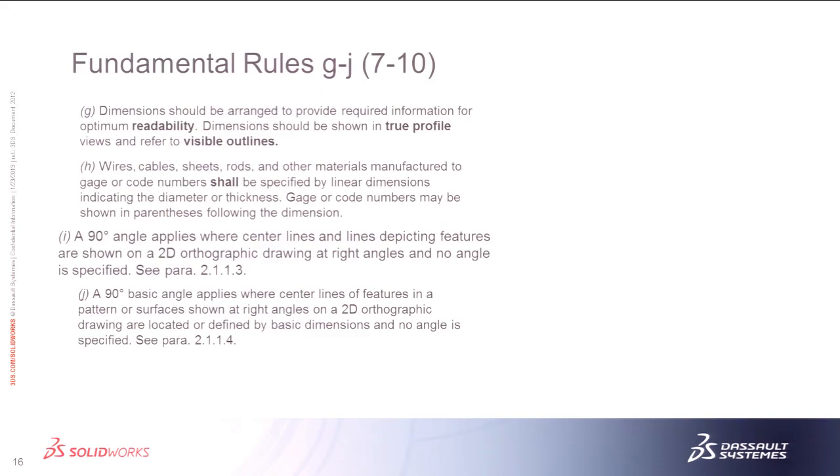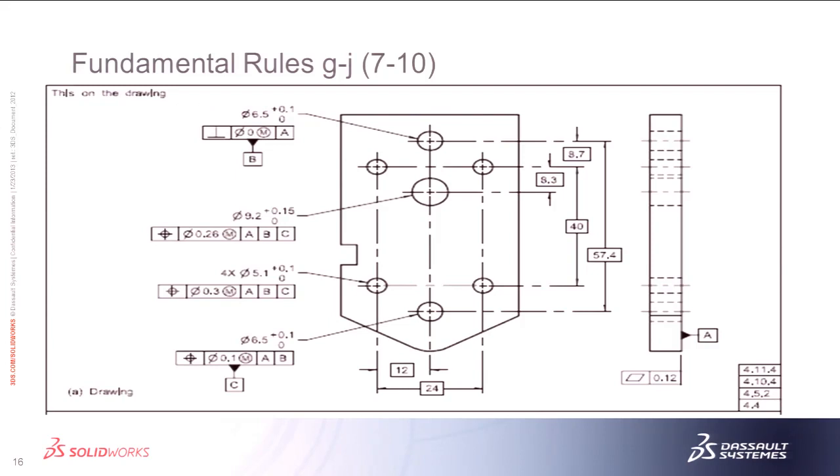A 90-degree angle applies where center lines and lines depicting features are shown on a 2D orthographic view. So, you point to Jerry. There's a 90-degree angle. You don't have to put the angle in there. We all assume it in our head, but the standard actually says it's implied. That's a 90-degree angle there. And the center lines too.